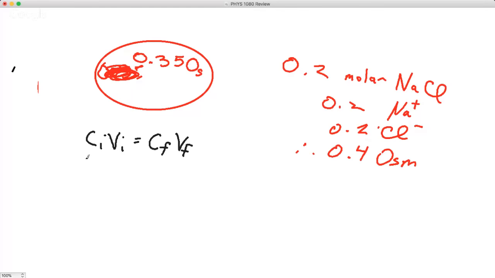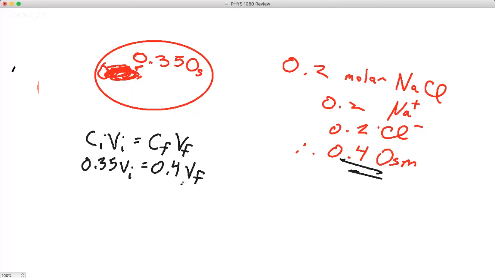Now, it's got some initial volume V initial that we don't know about. It's got some initial concentration, 0.35, so we'll just leave V initial as V initial. We've got a final concentration, and it's going to match the surroundings. So it's going to take on a final concentration that is the same as its surroundings, and we're going to look at how the cell changes in response to make that happen.